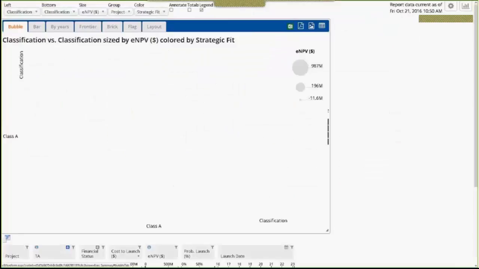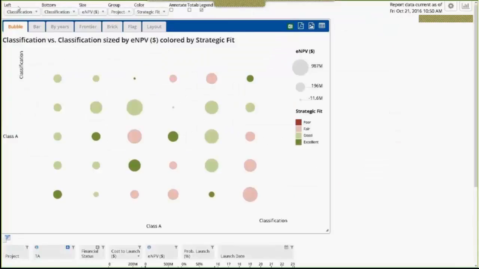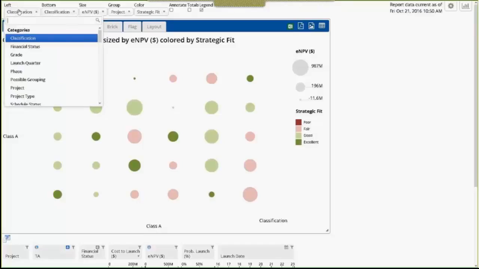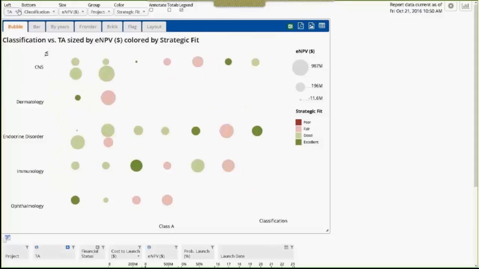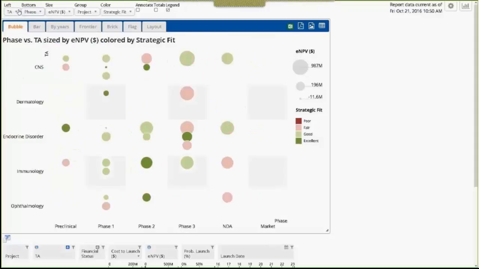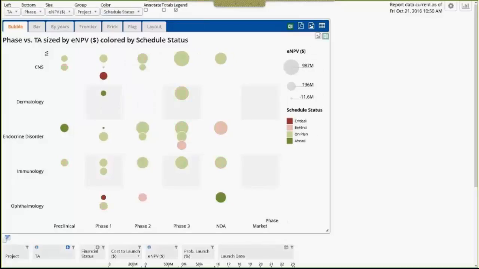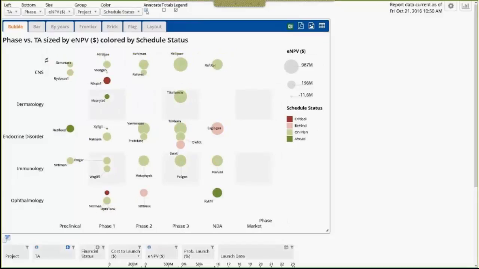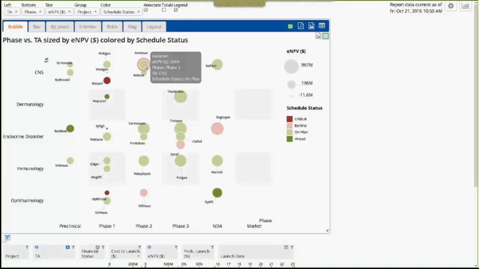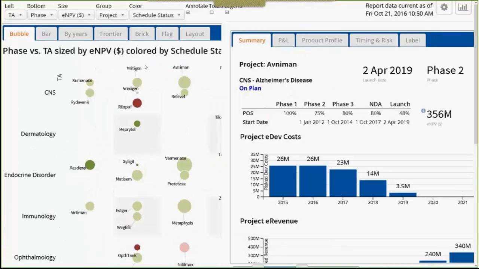You may be looking at the portfolio as well in more of a graphical view. So for this, you might look at what we might call an innovation landscape, looking at those projects that are funded within each of the therapeutic areas. We can look at this by strategic fit or schedule status, and we can begin to annotate this so that you don't need to hover over every project or drill down to get additional information.